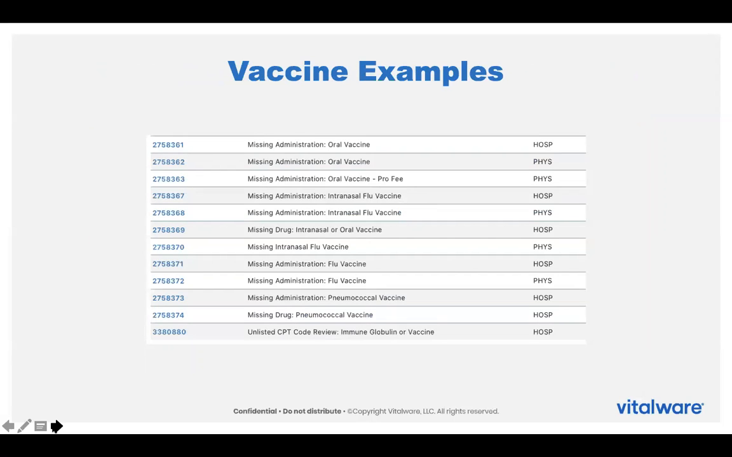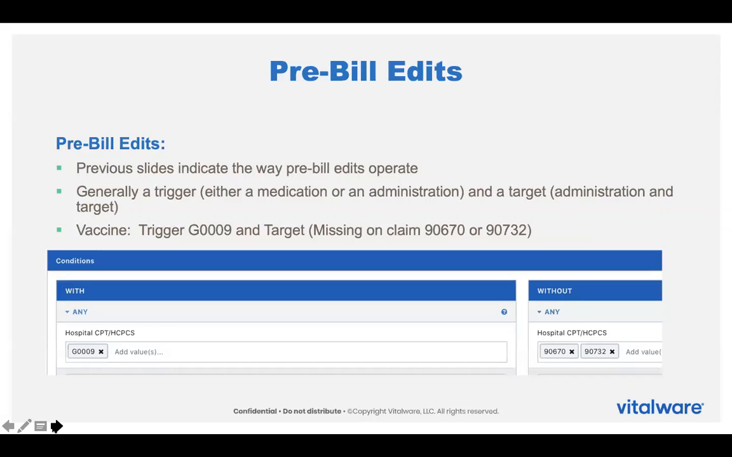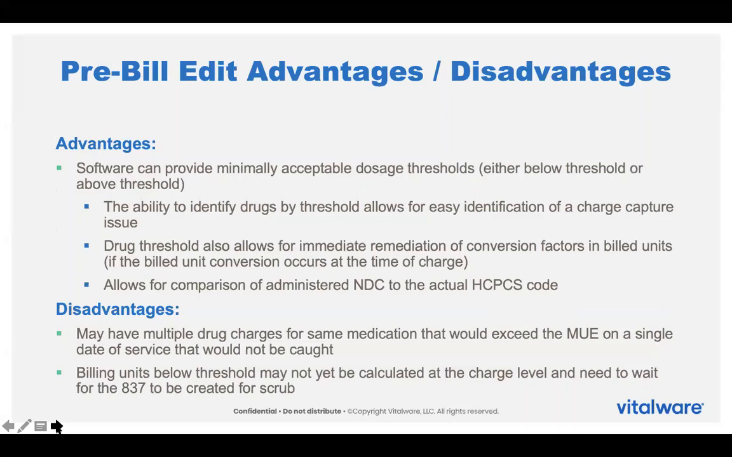Your vaccines, again, here's the administration codes. You look for the vaccine examples. When I do pre-bill edits, I'm going to look, does the vaccine have an administration? Does it have a drug? So in the previous slide, the way the pre-bill operate, it can trigger a target and administration. In this case, the trigger is G009, and these are potential targets.